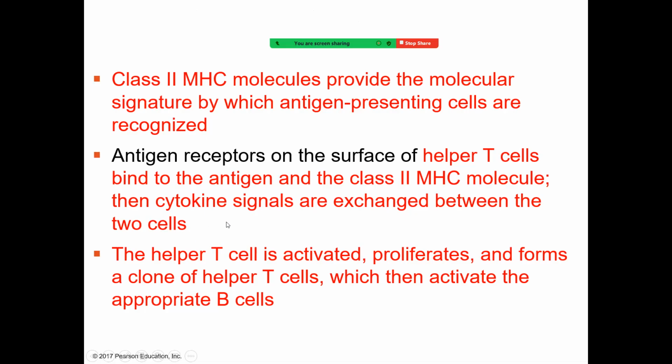And then cytokine signals are exchanged between the two cells. And I'll show you a picture of this as well. Once this happens, once the receptor on the helper T cell binds to the antigen, cytokines are exchanged between the two. That will activate the helper T cell. The helper T cell proliferates, meaning it makes more of those cells. It's going to form lots and lots of clones of these helper T cells. And then these helper T cells are going to go on to activate the appropriate B cells. And remember, B cells are going to be the ones that make the antibodies for us.